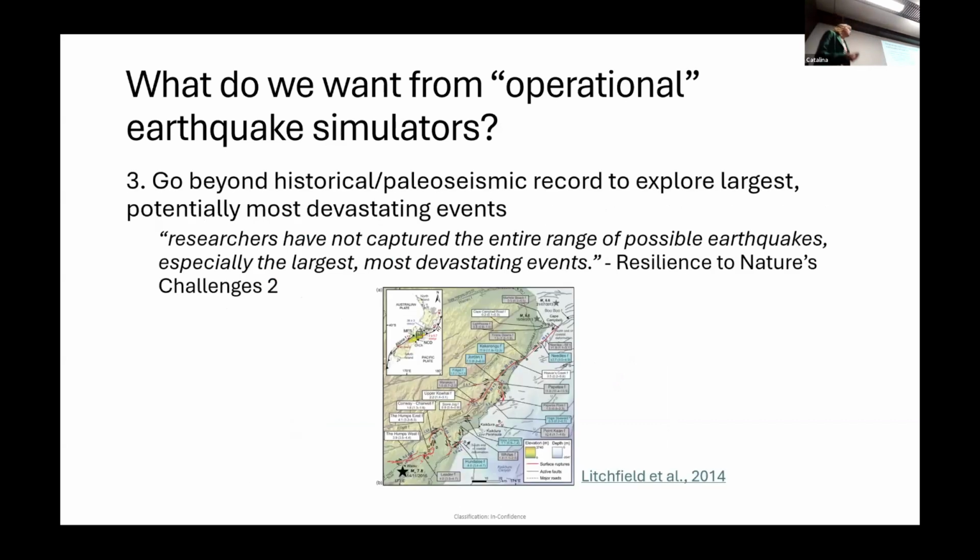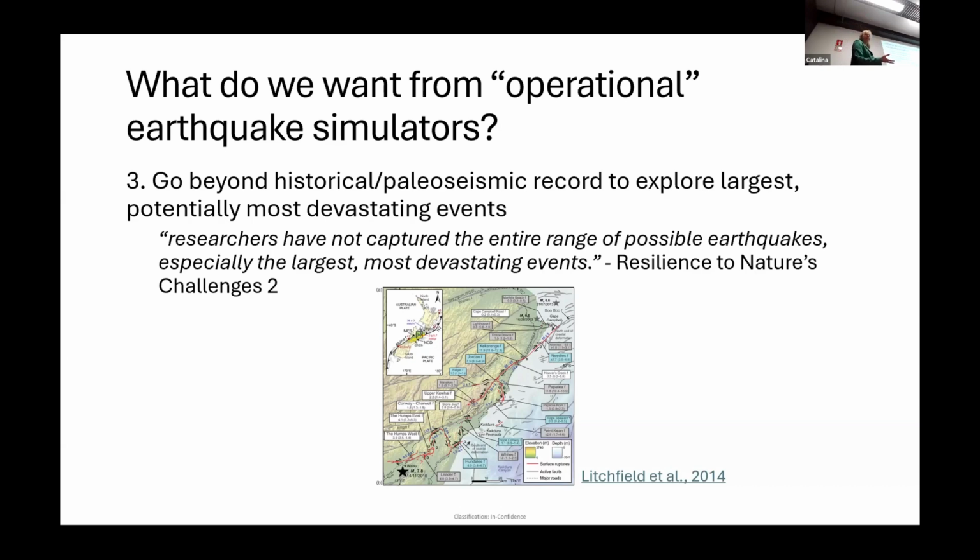So the third thing we kind of want is to go beyond the historic and paleoseismic record to explore the largest and potentially most devastating events. This still leaves us with the question of what constitutes a plausible earthquake, right? Many of my colleagues would argue that if an earthquake happens in these simulators, and many of the earthquakes in the simulators have similar characteristics to ones we do observe, that we should view anything that happens in these simulators as plausible. I'm not certain.